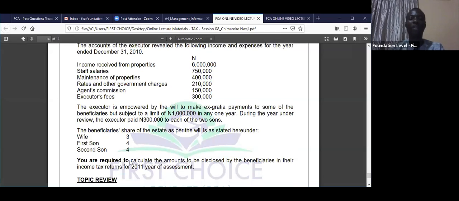You calculate the amounts to be disclosed by the beneficiaries in their income tax for 2011 assessment year. So I don't even need the one for the beneficiary and for the trustee. Of course, you still show it, but I want to know how much will be disclosed by the beneficiaries in their income tax returns. What is the income amount to be disclosed?